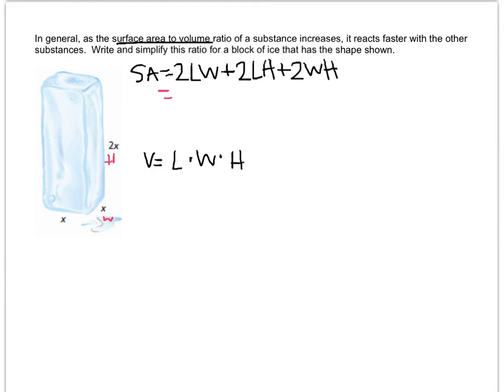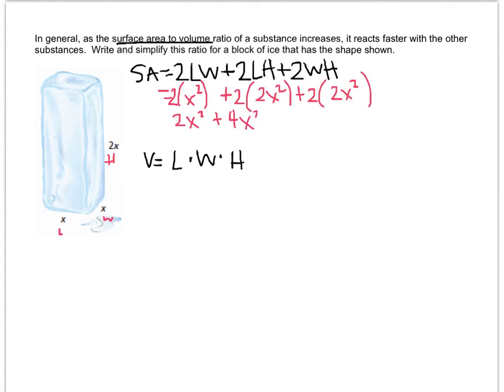Height, width, and length. Okay, so 2 times x squared, I'll just cut to the chase, plus 2 times, that's 2x squared, plus 2 times, that's also 2x squared. And now I just combine. That's 2x squared plus 4x squared plus 4x squared. So the final surface area is 10x squared.